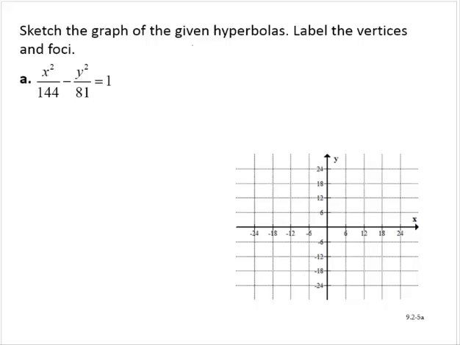Sketch the graph of the given hyperbola. Label the vertices and foci. x squared over 144 minus y squared over 81 is equal to 1.